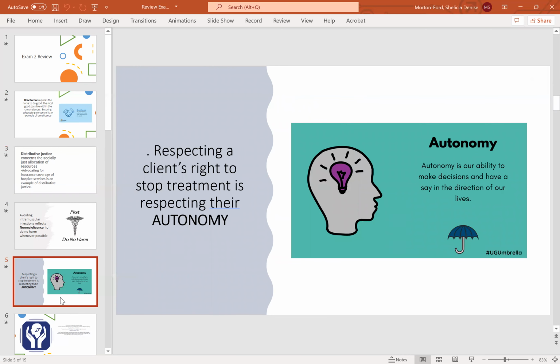Okay, autonomy is our ability to make decisions and have a say in the direction of our lives. So we want to respect the client's autonomy. If they say that they want treatment stopped, we want to respect that. No matter how you feel about them stopping the treatment, we want to respect their own ability to make those decisions.